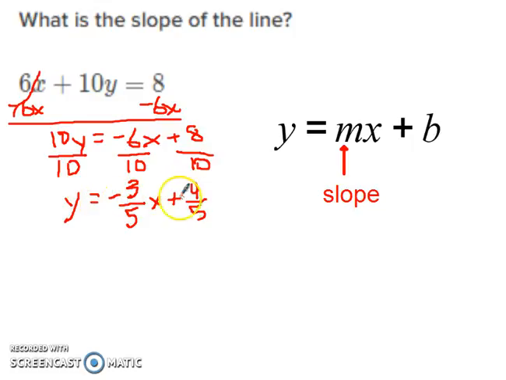So here is my equation in slope-intercept form, and the question is asking what is the slope of the line? Well, the slope is the coefficient of x, negative 3/5. So to answer my question, the slope of my line is negative 3/5.